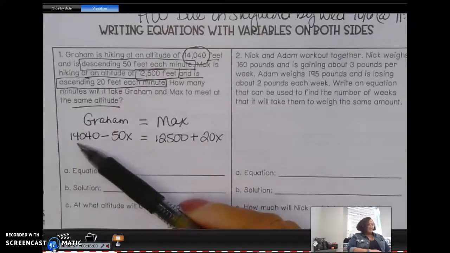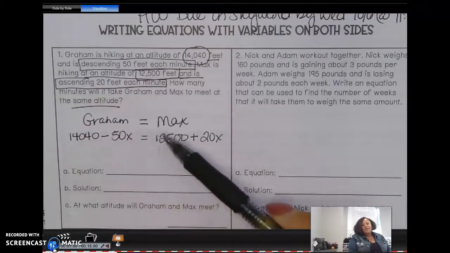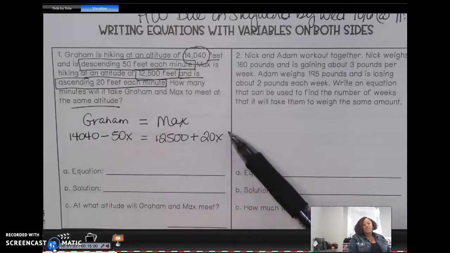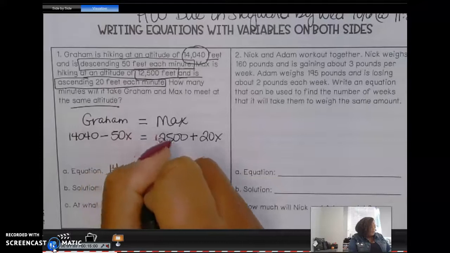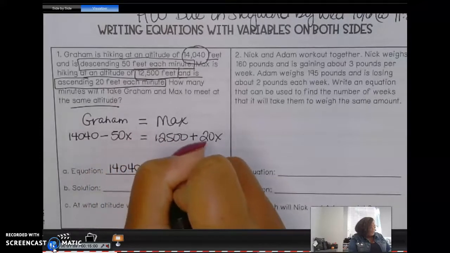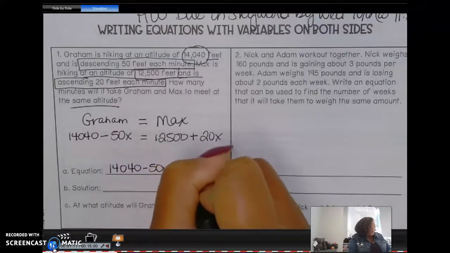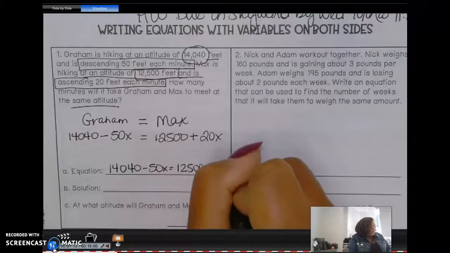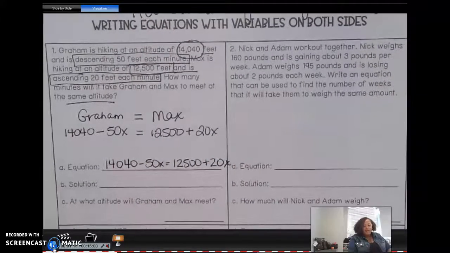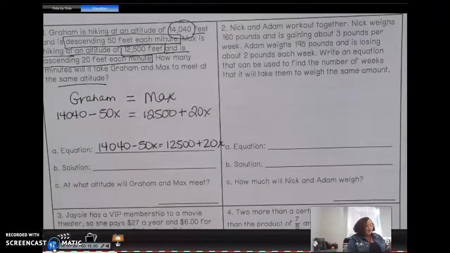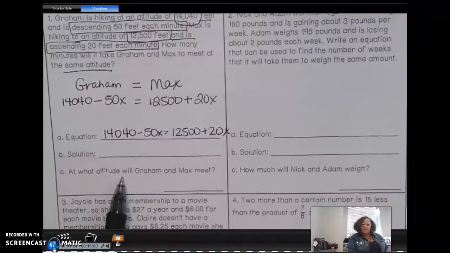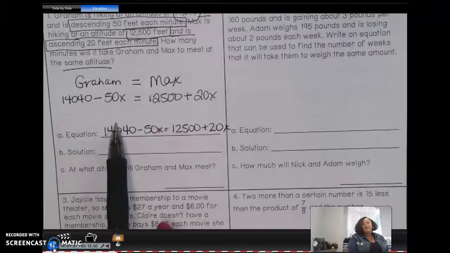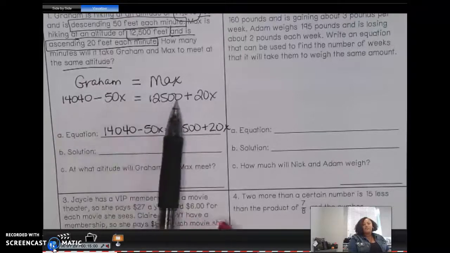So I left off with Graham being at this altitude and he's going down, and Max being at this altitude and he's going up. This is my equation. 14,040 minus 50x is equal to 12,500 plus 20x. Now, in solving that, I need to find x, but I also need to plug it in for x to figure out what altitude they'll meet.